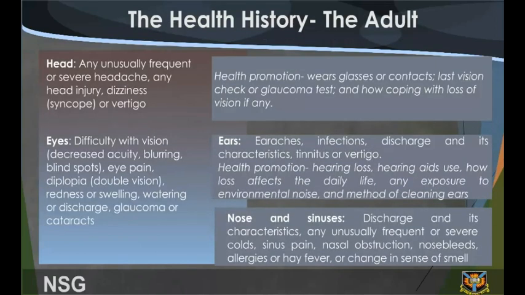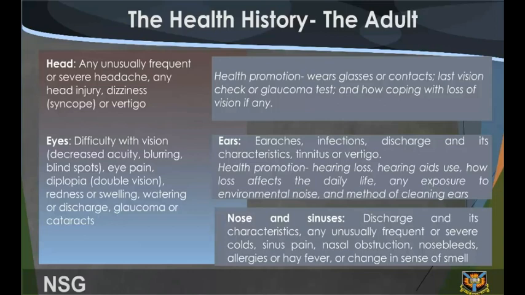Head: any unusually frequent or severe headache, any head injury, dizziness, syncope or vertigo. Eyes: difficulty with vision, decreased acuity, blurring, blind spots, eye pain, diplopia (double vision), redness or swelling, watering or discharge, glaucoma or cataracts. Health promotion: wears glasses or contacts, last vision check or glaucoma test, and how coping with loss of vision, if any.